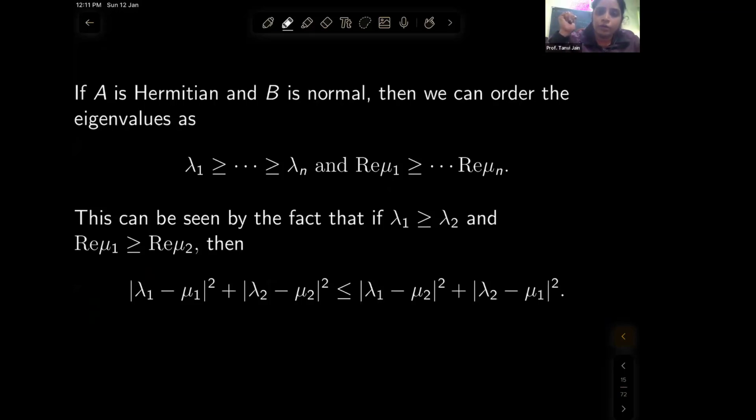Now for this Hoffman-Wielandt theorem, if I have one matrix to be Hermitian and the other matrix to be any arbitrary normal matrix, then the eigenvalues of the Hermitian matrix I can order, and of the other matrix I can order as per the real parts of the eigenvalues of B. So because of this inequality, I can actually order them.